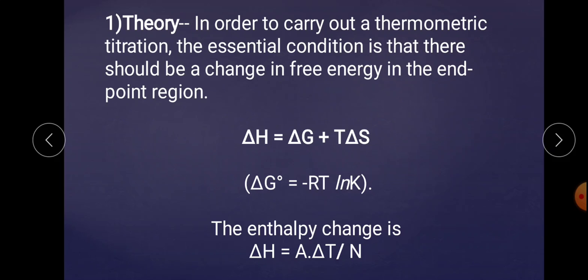The change in free energy, that is delta G, is related to the enthalpy, that is delta H, by this equation: delta H is equal to delta G plus T delta S, where delta H is the change in enthalpy, delta G is the change in Gibbs free energy, T is the absolute temperature, and delta S is the change in entropy. It means that a thermometric titration is only feasible when a significant enthalpy change occurs in the end point region.